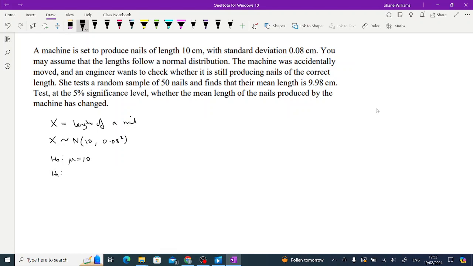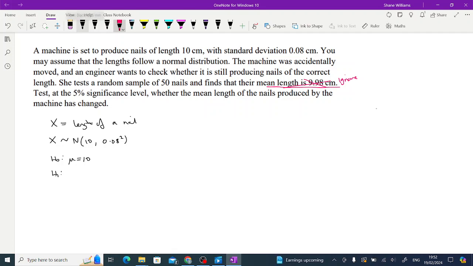Now, an important element of any normal hypothesis test is you ignore the result of the test. So find that their mean length is 9.98. So this line here, so she takes a random sample of 50 and finds their mean length. This is the result of the test. Ignore this until the end. You ignore the result of the test until the end. So all your setup must be done pretending that you don't know that result.